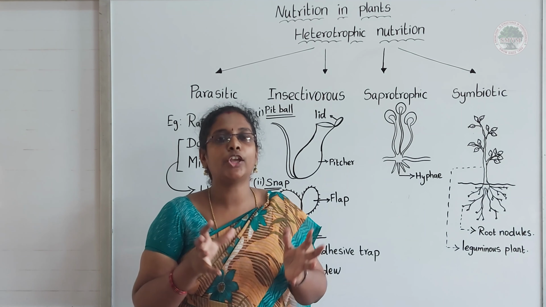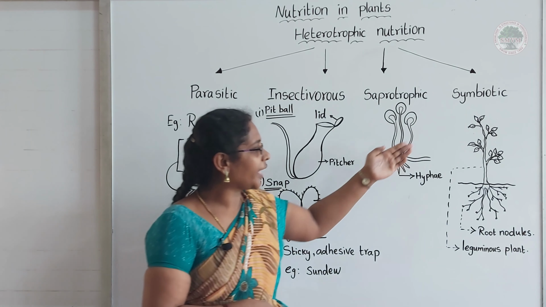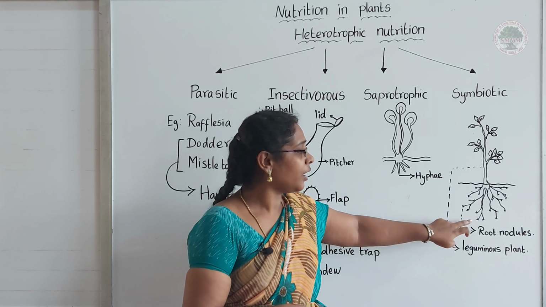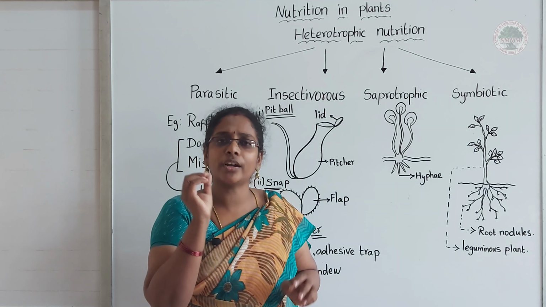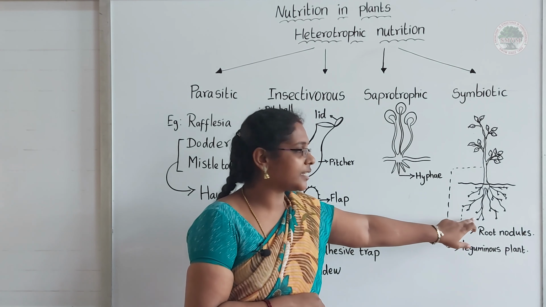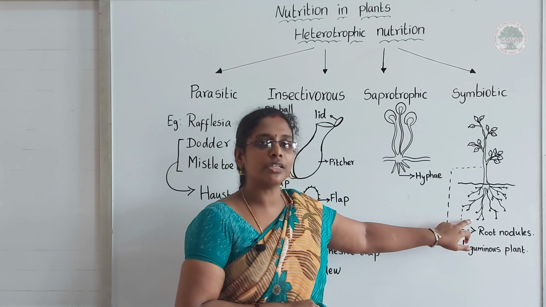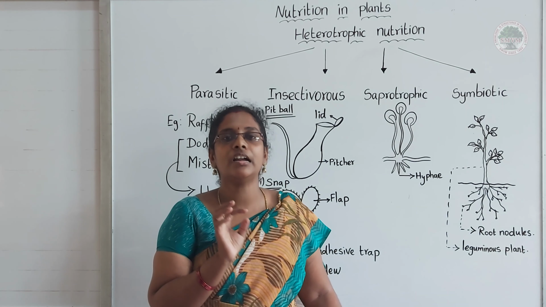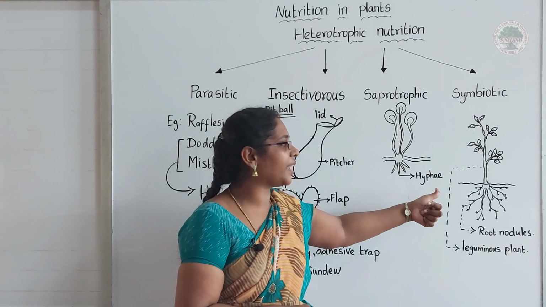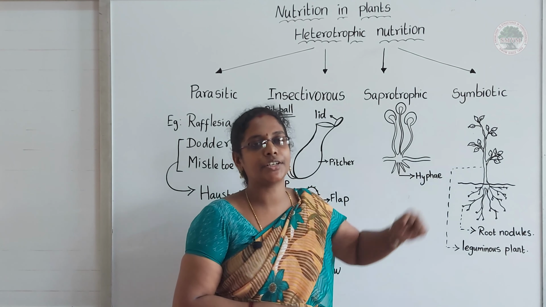If you look at leguminous plants like pulses, you can see some root nodules on the roots. What are root nodules? They are ball-like structures present in the root. In the root nodules, the Rhizobium bacteria are present. So the relationship between the leguminous plant and Rhizobium bacteria is a symbiotic relationship.